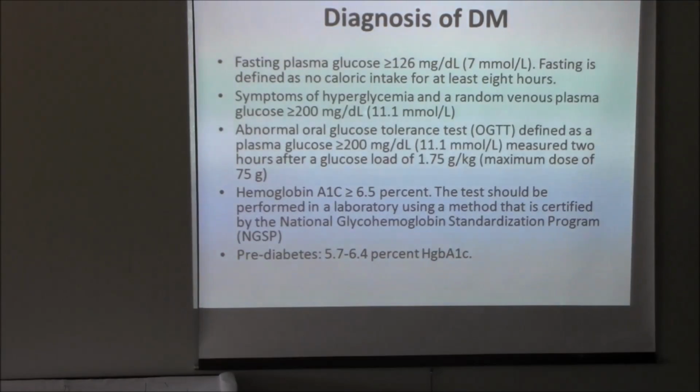5.7 to 6.4 is prediabetes. So we are actually diagnosing prediabetes now off the hemoglobin A1C in that range according to the American Diabetes Association and the ICSI guidelines. Prediabetes, 5.7, 6.4.